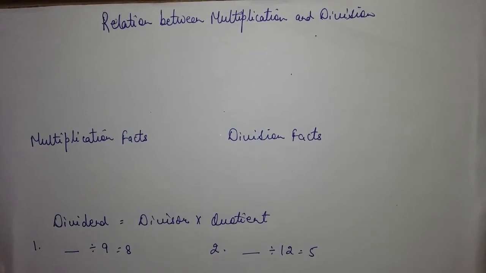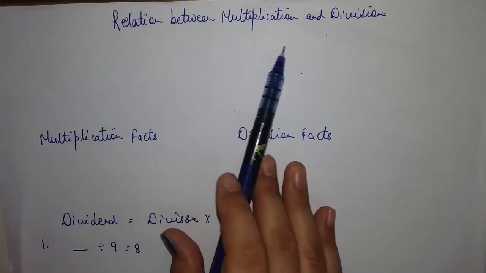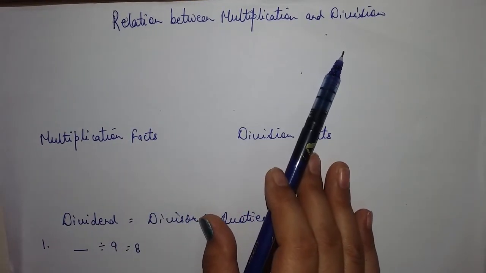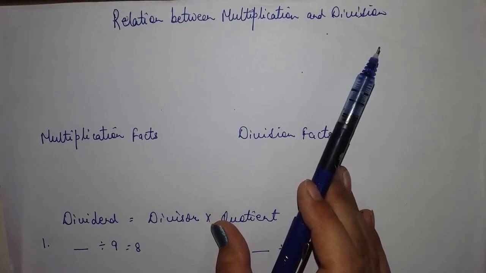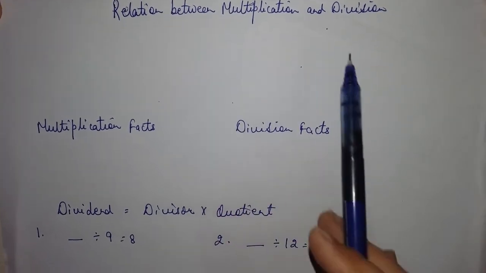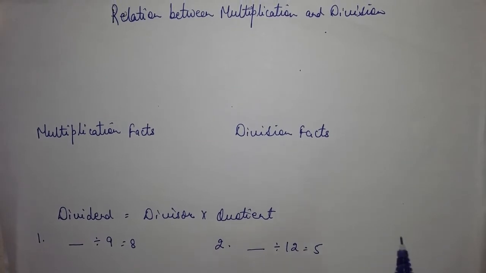Hello everyone. The next topic for today is relation between multiplication and division. When we multiply two numbers, we get the product. This product can be divided by any of its factors. Let us take an example.